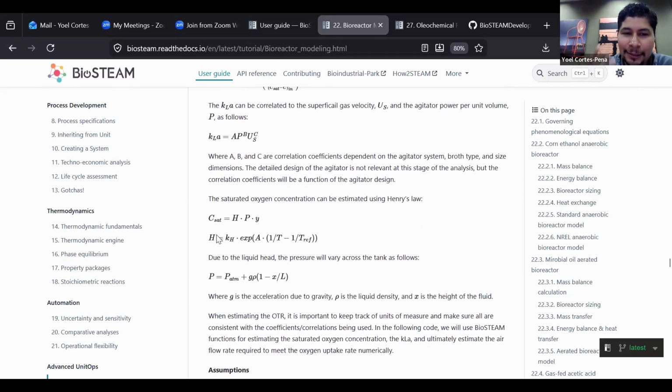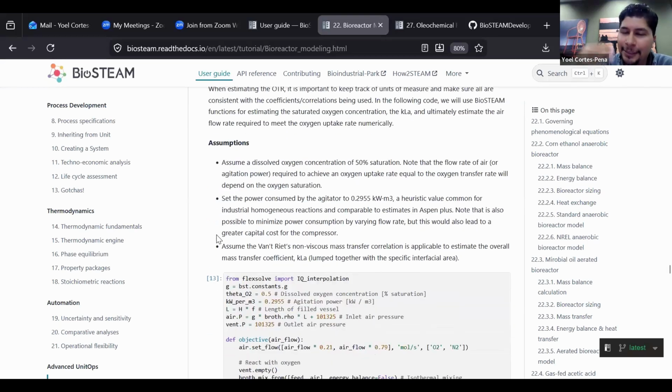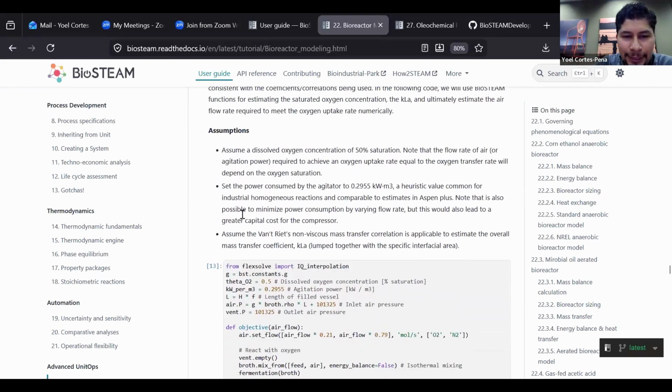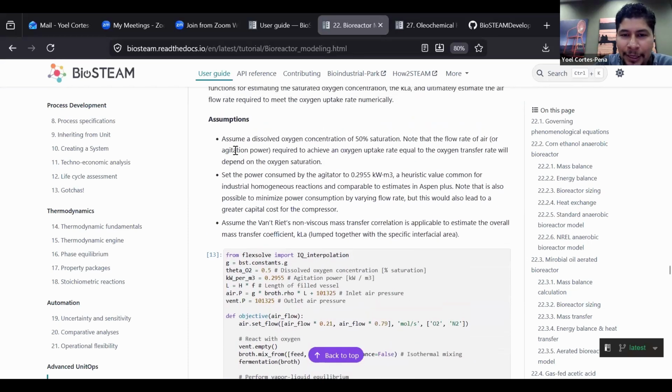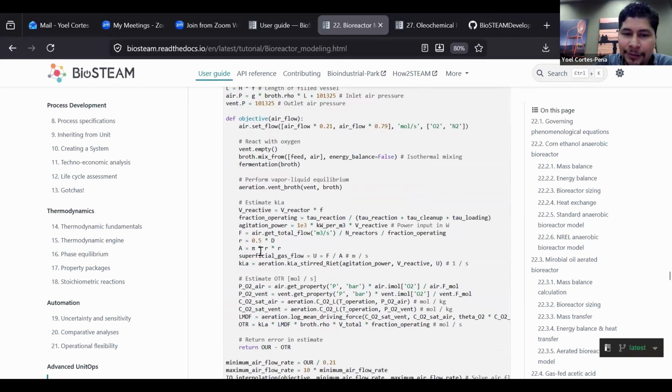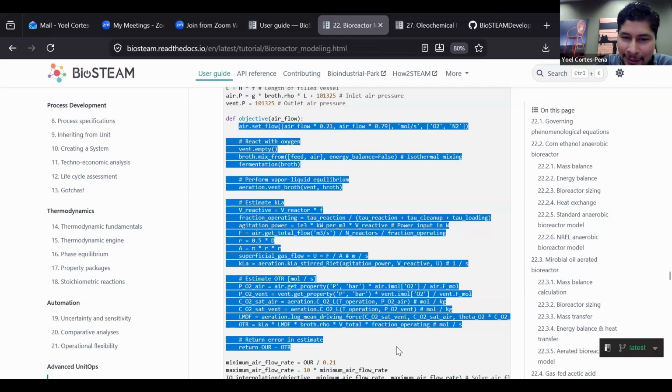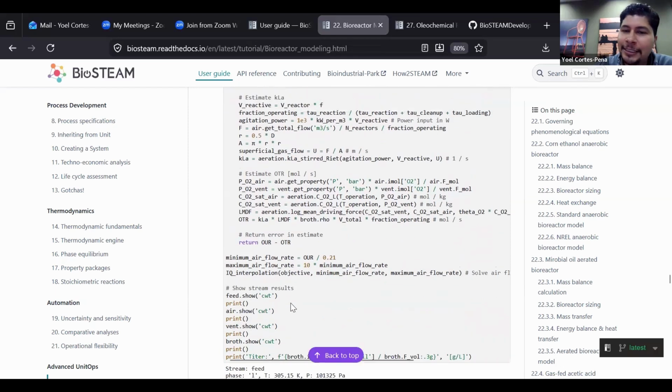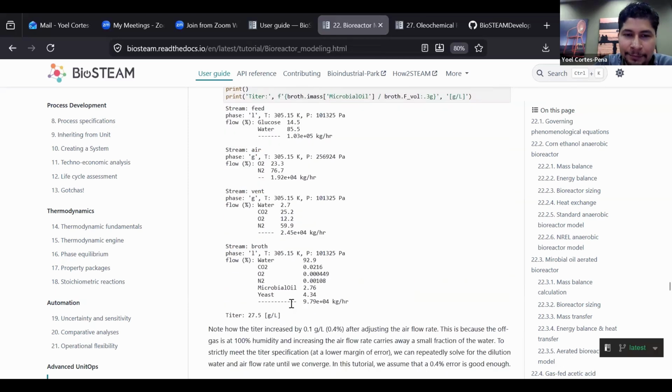I don't want to get too much into chemical engineering, but I just want to show you that BioSTEAM includes rigorous modeling for mass transfer, pressure accounting, heating duty, and vapor liquid equilibrium, in addition to, of course, the reactions. So here we're solving for the flow rate required at a specific agitation power in order to meet that mass transfer uptake, right? So our oxygen uptake rate must be equal to our oxygen transfer rate. Now, I won't go into detail here because it's too much detail, but rather this is what happens behind the scenes for the aerated bioreactor.